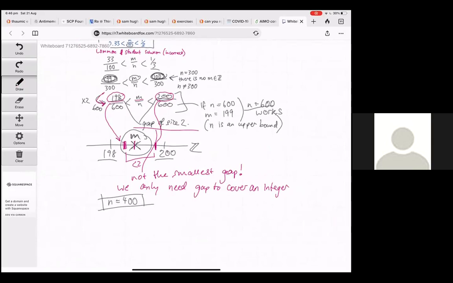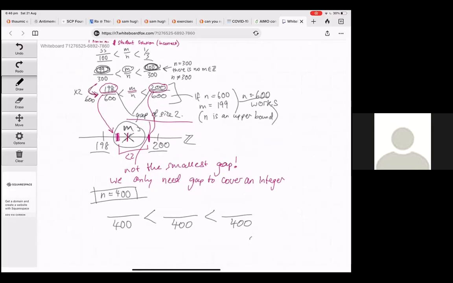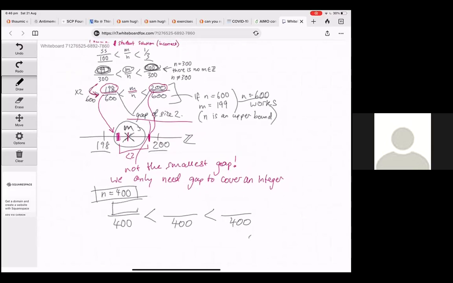So that means if n is 400, then if I try and convert everything to denominator 400, then what do I need to do to figure out what goes in the numerators here? Okay, well here on the left, I had 33 on 100, right?